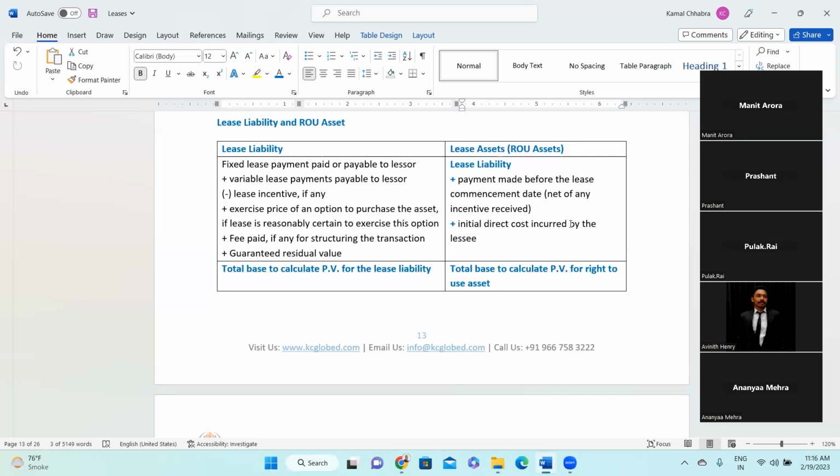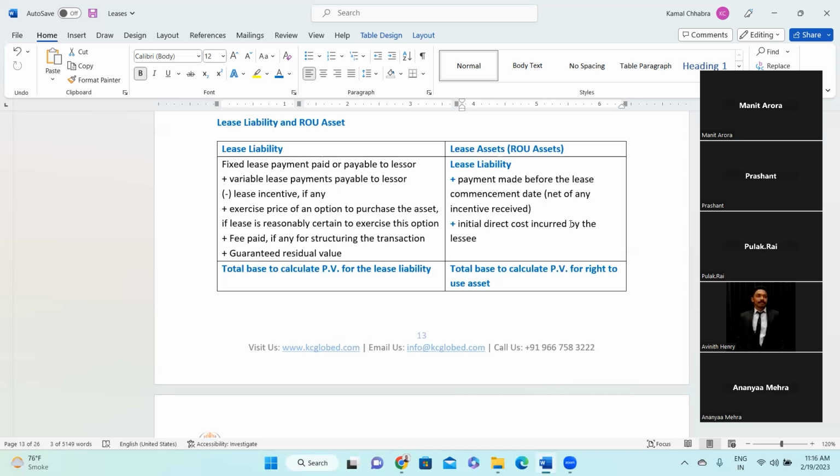You all clear? Lease liability and right to use asset is not required for operating lease in the books of lessor, right? So this lease liability and right to use asset in the books of lessor would be considered only for sales type lease and direct finance lease.